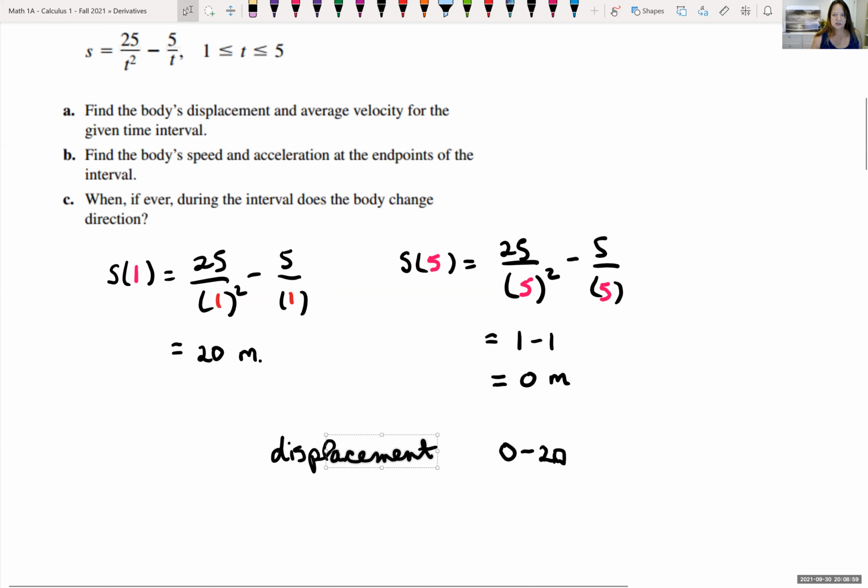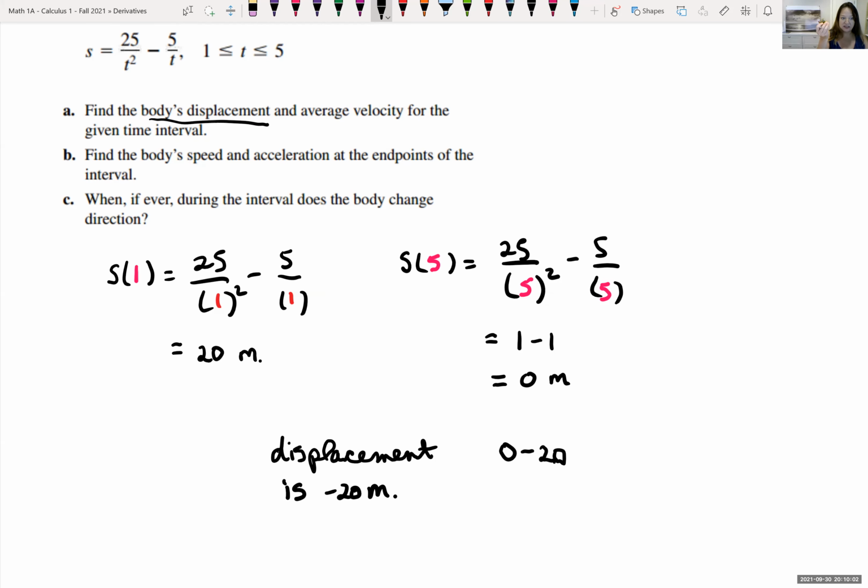So we were moving backwards, but let me just check on something first. We have the negative 20 meters is the displacement. So that was just part A, finding the body's displacement. Now finding the average velocity.